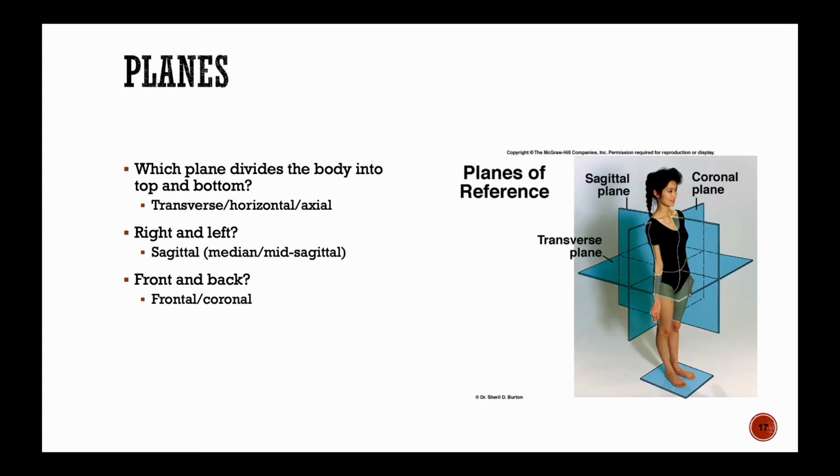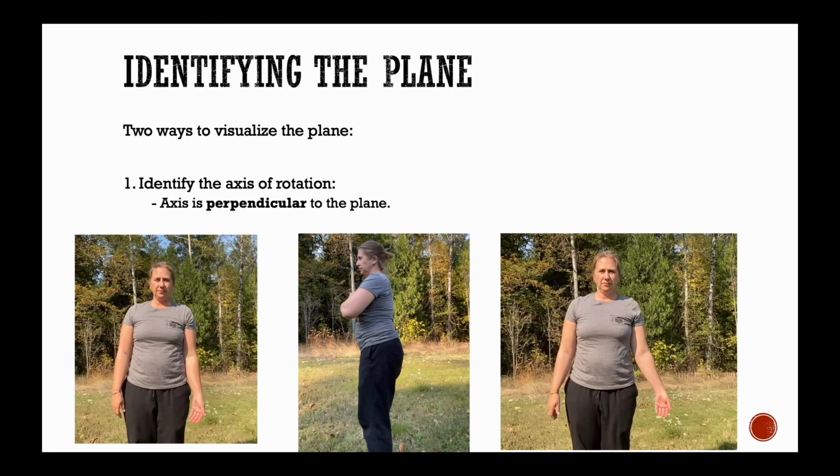So here's just kind of a picture of it. So our transverse plane was the one that is this sheet of glass right here that separates the top of the body from the lower part of the body. Here was our sagittal plane. This sheet of glass is separating the right from the left side of the body. And then our coronal plane is separating the front of the body versus the back of the body.